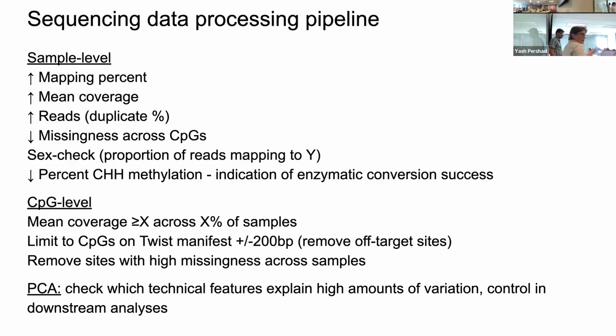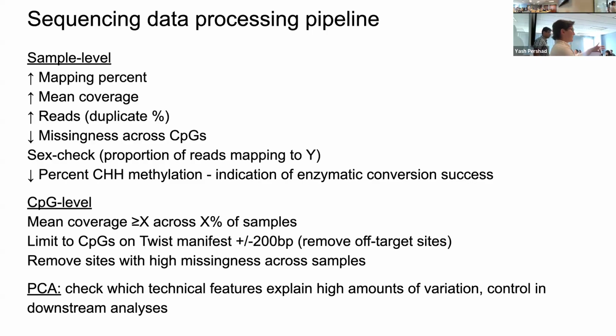Yeah, like I said before, we limit to CpGs on the Twist manifest, and then also again remove sites with high missingness. So if you have a whole plate of samples that are just missing a site, amazing, take them out. And then run a PCA on the proportion of methylation.